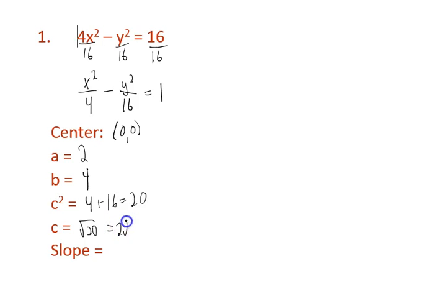That might be written as 2 square roots of 5, or it might be written as a decimal 4.47. Certainly, if we're going to graph it, this 4.47 is the way we want it because that's where we can best estimate where to put our points. The slope, as I mentioned, is positive and negative b over a. Well, b over a, 4 over 2, is 2. So our slopes are positive 2 and negative 2.